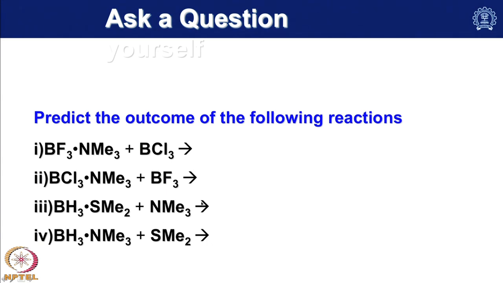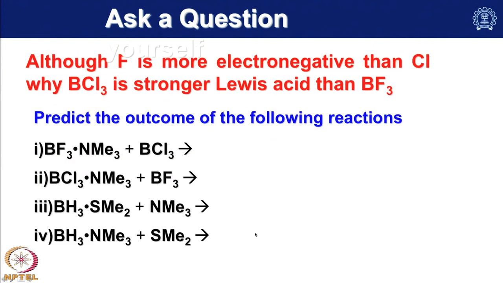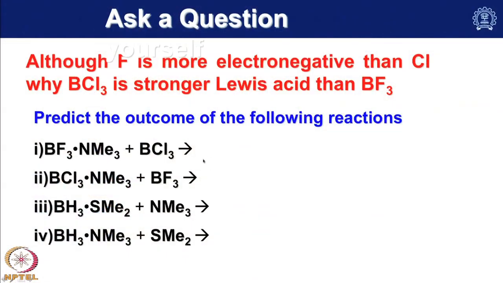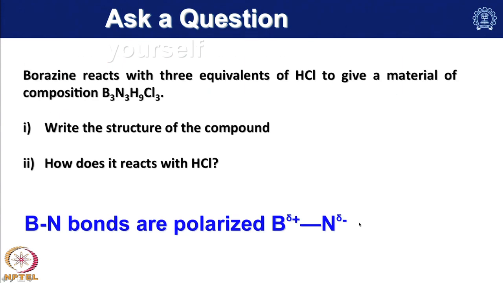In this case again, NMe3 being a stronger Lewis base compared to SMe2 replaces it, and SMe2 comes out, whereas in this one SMe2 is a weaker Lewis base compared to NMe3, so there will be no reaction. So, essentially you can see in the first case reaction occurs, in the second case no reaction, here reaction occurs and here no reaction. Okay.